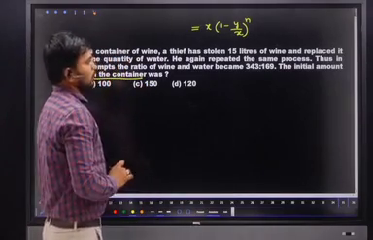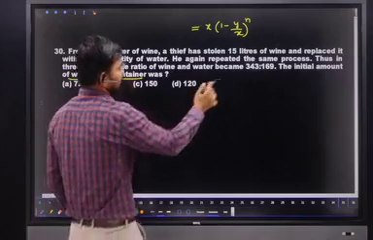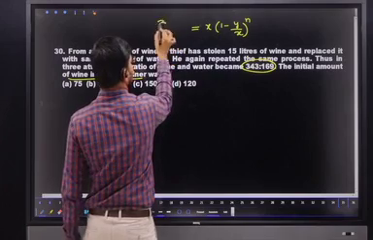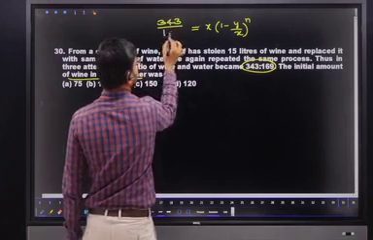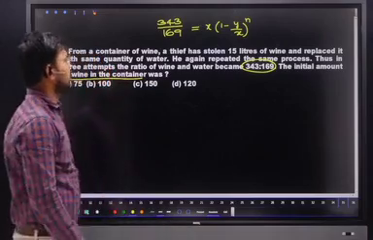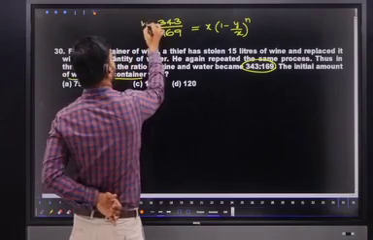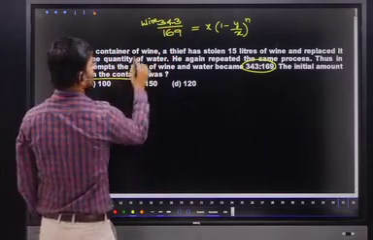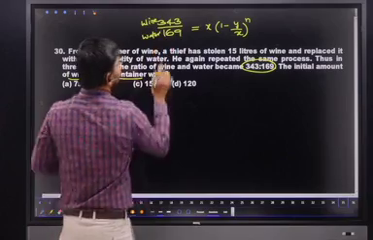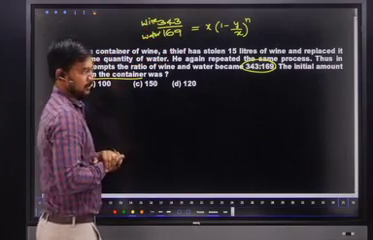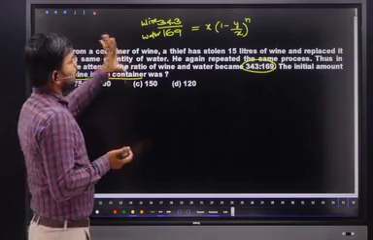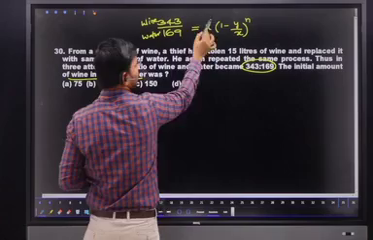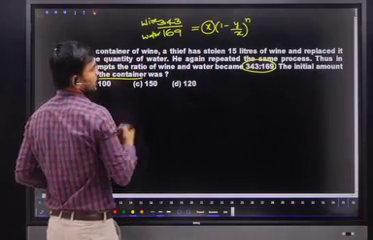Okay, so here the ratio becomes 343 is to 169, the final mixture. The final ratio is 343 is to 169, wine and water. Wine is 343 parts and water is 169. These are not the values, these are the parts. Here the total is nothing but wine plus water, na? That is x, the original quantity, na?